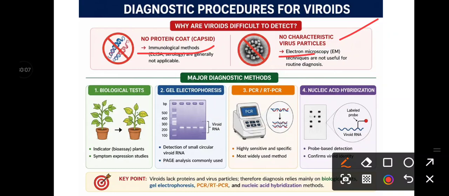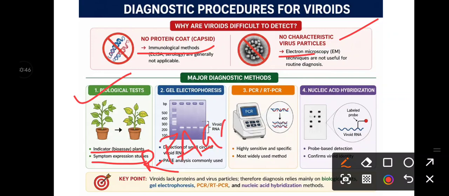So the major diagnostic methods for viroid detection are: first, the biological test using an indicator plant. Indicator plant means those plants which produce some specific symptoms when that particular pathogen infects them. By using symptom expression studies, we can use some indicator plants for biological tests. Then the advanced tests are gel electrophoresis. We can use normal agar gel electrophoresis, and most important, R-PAGE, return PAGE.